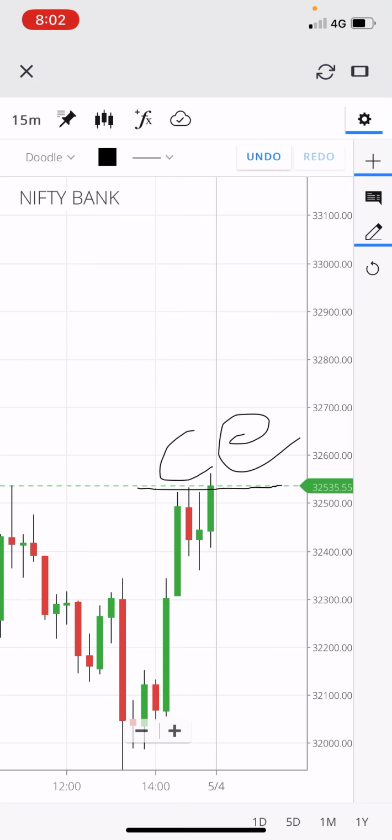Suppose the market opens flat around this area and it crosses this 32,540, I will take CE or I will go long. But suppose the market is trading below 32,400, suppose it opens flat around this area, if it breaks this line with a good confirmation, then I will short the market with a proper stop loss.